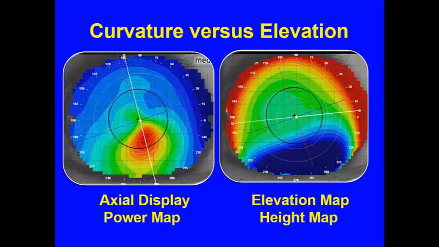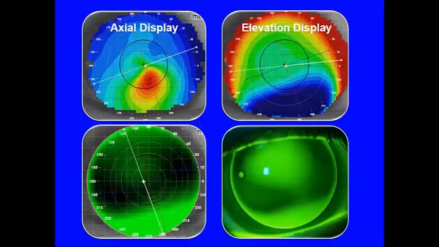The actual height or depressions within the cornea are best evaluated using the elevation display map that we see on the right. Here's a wonderful display showing the axial and the elevation maps, and below those two maps we see the simulated fluorescein pattern and the actual fluorescein pattern. With the elevation display map, we can see that the cornea is highest in the periphery 360 degrees around, or better yet, about 180 degrees around.